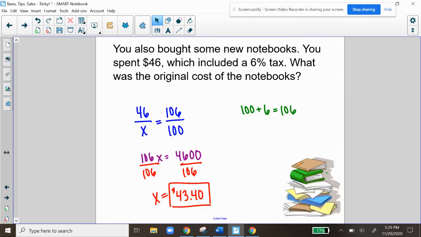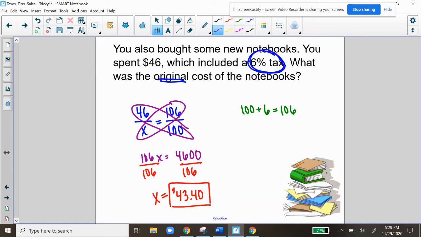So hopefully you set up your percent proportion. Again, we're looking for that original cost. So I know I have X in my denominator. We have a 6% tax, and we always add tax, which is why my numerator is 106, and then 46 was the new price. So again, we're going to do our cross multiplication. So you end up with 106x equals 4,600. You divide by 106 on both sides. Again, you have to round this one, but you should have gotten $43.40.